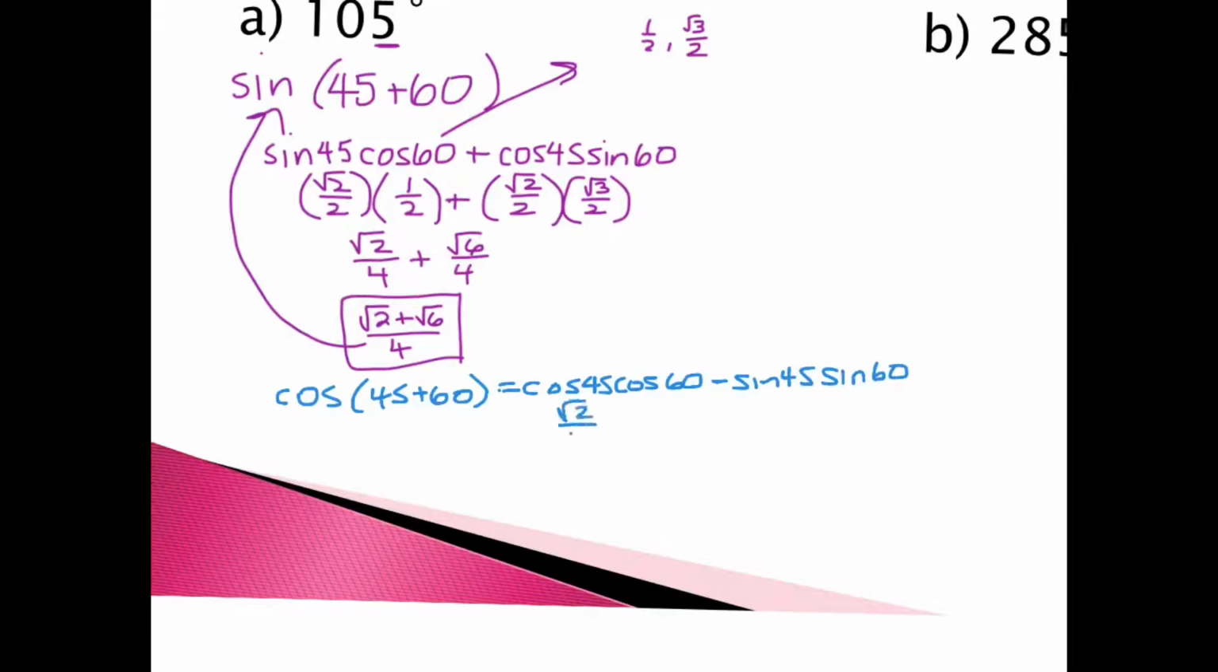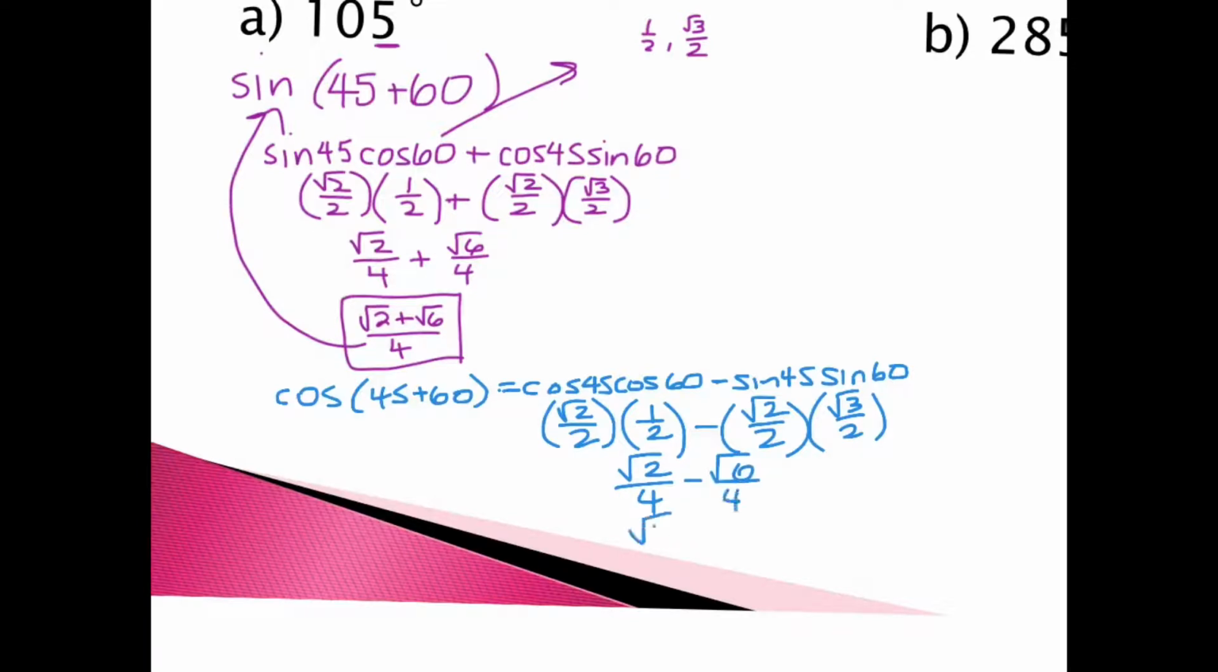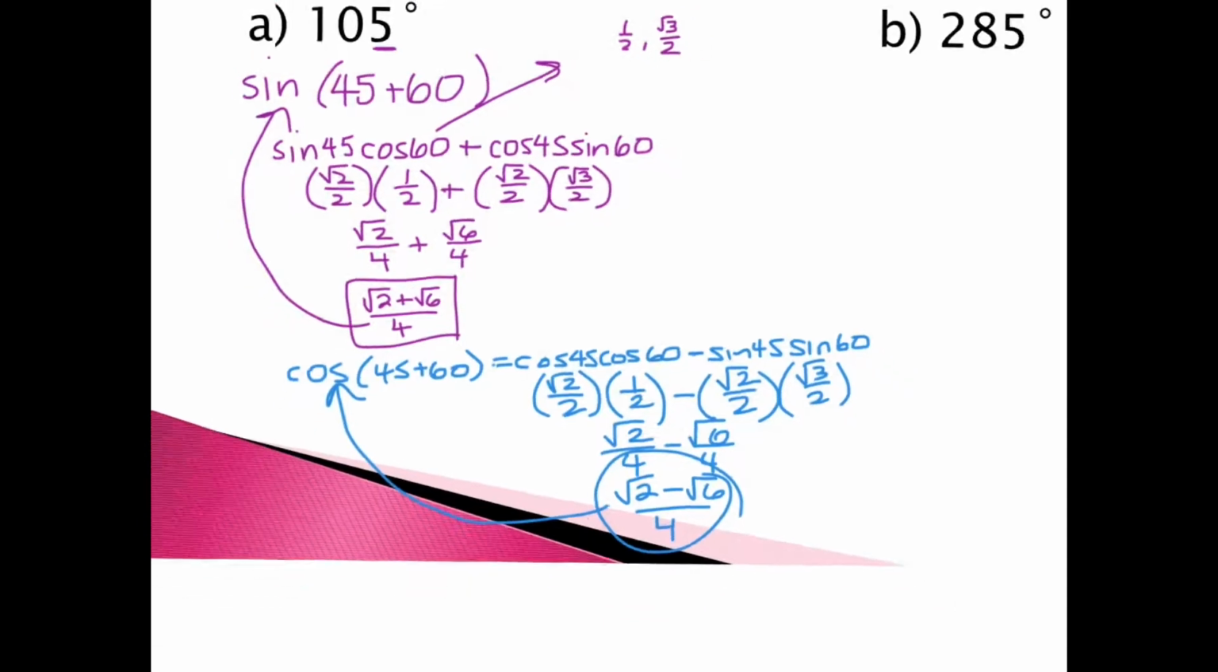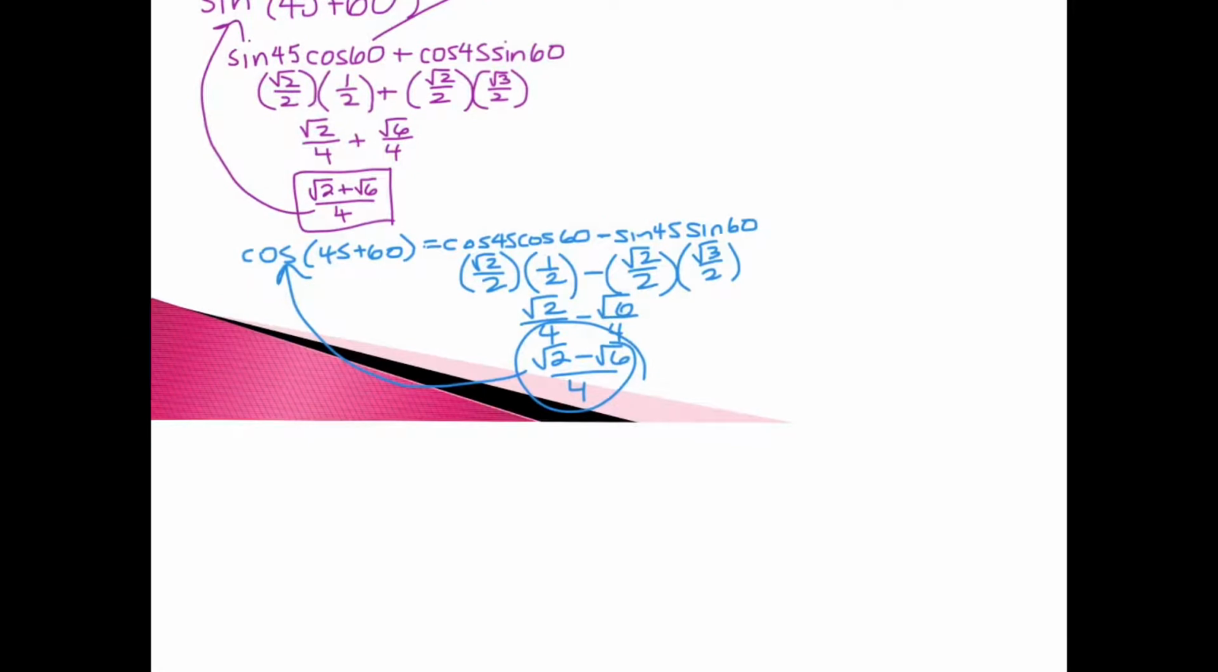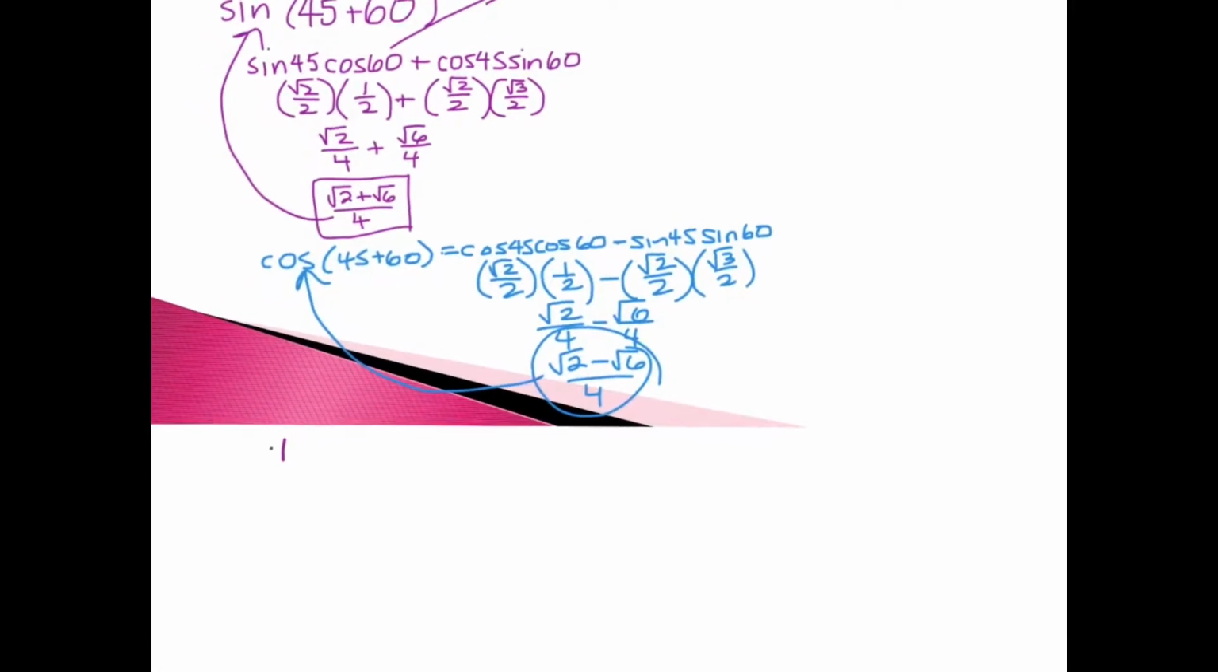Cosine of 45 is root 2 over 2. Cosine of 60 is 1/2. Minus sine of 45, root 2 over 2, and sine of 60, root 3 over 2. Multiply it out. Root 2 over 4 minus root 6 over 4. And root 2 minus root 6 all over 4. That's the cosine.